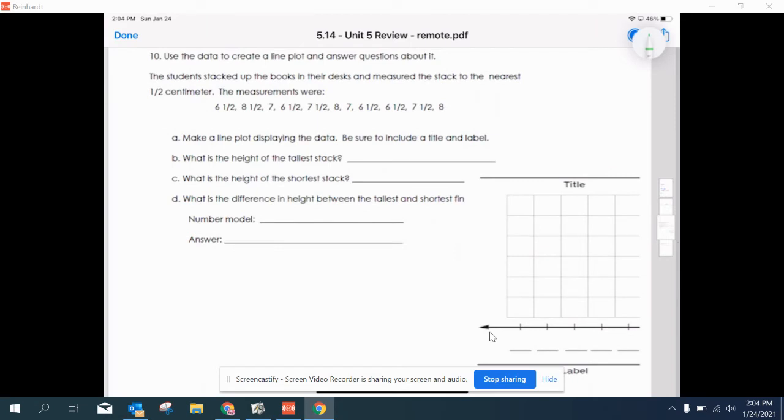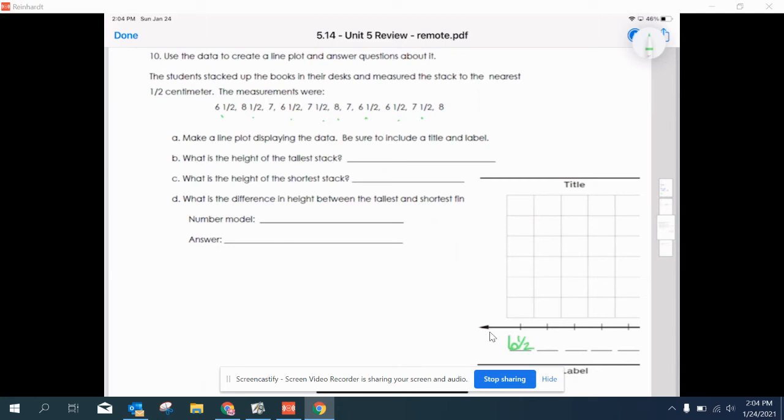The students stacked up the books in their desks and measured the stack to the nearest half centimeter. And these are what we got: 6.5, 8.5, 7, 6.5, 7.5, 8, 7, and etc. And I want to make a line plot for letter A. So I'm going to look for my smallest number. 6.5, 8.5, 7, 6.5. Looks like my littlest one is 6.5. So maybe I'm going to label my first number 6.5. It might be a good option.